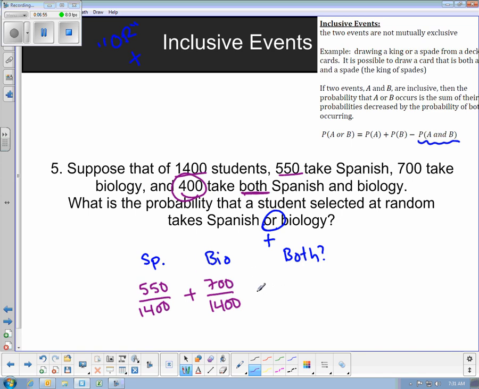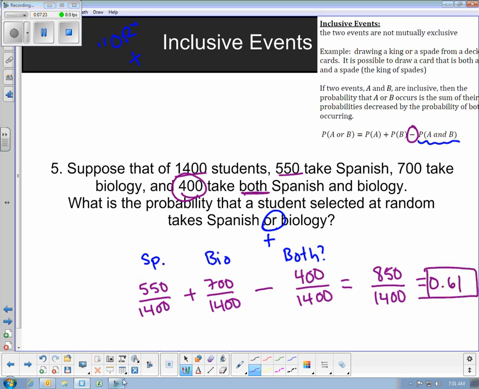So what I have to do is I need to subtract, that's where this comes in that formula, the both. Subtract 400 out of 1,400. My denominator is the same for all of them, so that makes life really easy. I would have 550 plus 700 minus 400, which gives me 850. And when I take 850 and divide by 1,400, I get 0.61 for my probability. Okay, so inclusive events, meaning there's some overlap here. There's some overlap that we have to account for. That's what it means for them to be inclusive. There's things included in both.